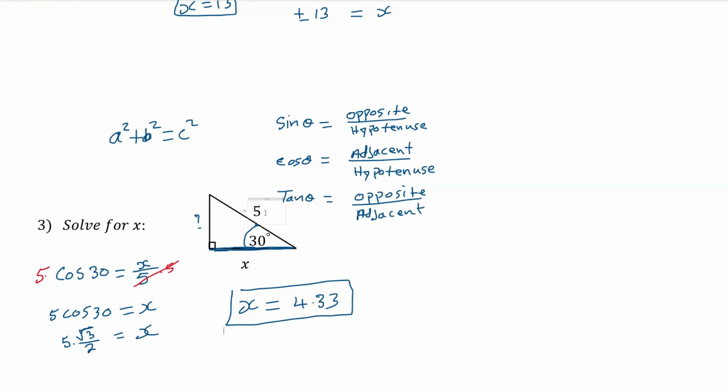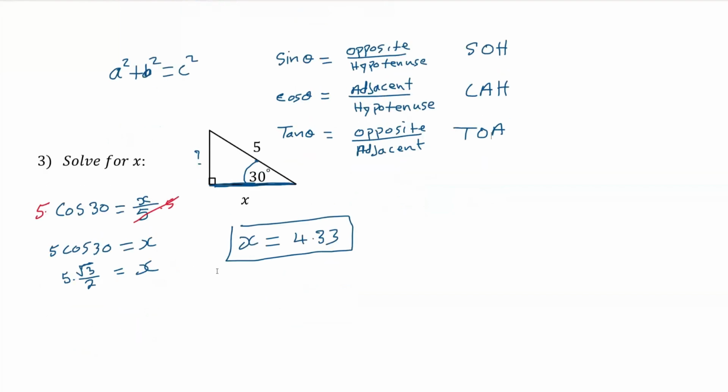Once you have a side and an angle, you could always use one of the trig functions. So you have to memorize them. An easy way to memorize is SOHCAHTOA. Sine is SOH, opposite over hypotenuse, and cosine is CAH, adjacent over hypotenuse, and TOA, tangent, opposite over adjacent. If you want to memorize it, SOHCAHTOA. All right, so let's look at another example.